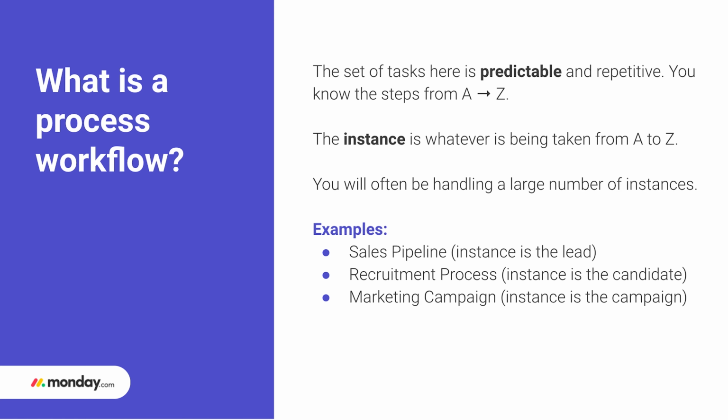And another key part of a process workflow is that you're often handling a lot of these, right? There's a reason that it's a process, because it's happened again and again in your organization. So you've figured out a way to be more efficient and effective with those instances, and that's how it's become a process. So again, you'll see some examples on the slide here, but that's what we're going to categorize as a process workflow.